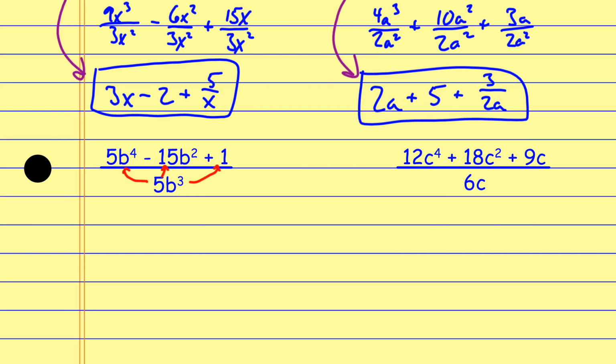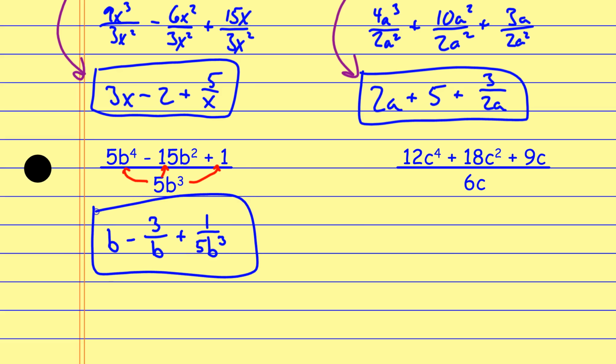So I do the 5b to the fourth divided by 5b cubed gives me a 1b to the first, so just b. And then the next one, negative 15b squared divided by 5b cubed is going to give me a negative 3b to the negative first, which is negative 3 over b. And then the last piece, 1 divided by 5b to the third, just ends up being 1 over 5b to the third. And that's it. Alright, so I just divide each piece, and I did it as I distributed this time. Sorry, I didn't like the look of that 5. There we go.